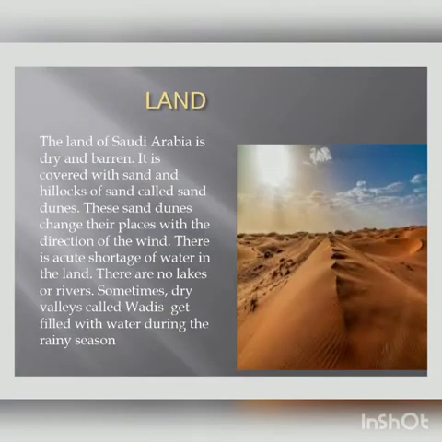Now let us discuss about the land of Saudi Arabia. The land of Saudi Arabia is dry and barren. It is covered with sand and hillocks of sand called sand dunes. These sand dunes change their place with the direction of the wind. There is acute shortage of water in the land. There are no lakes or rivers.